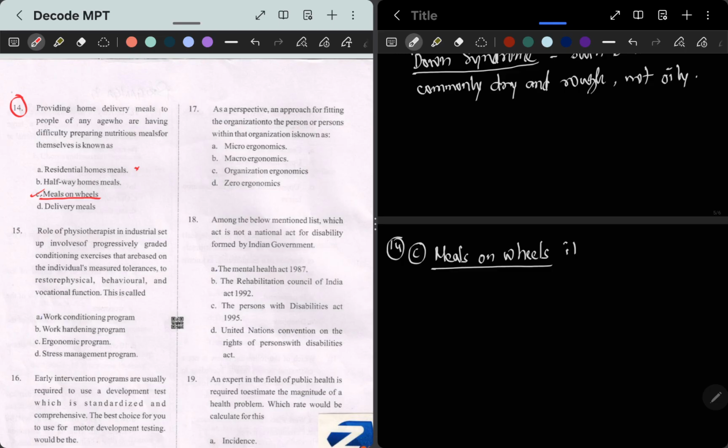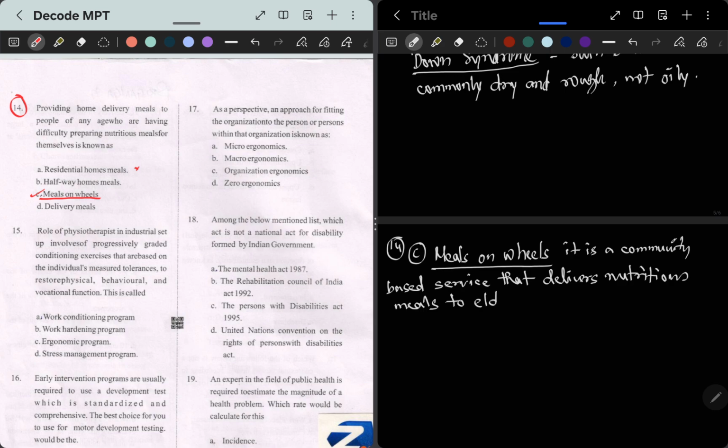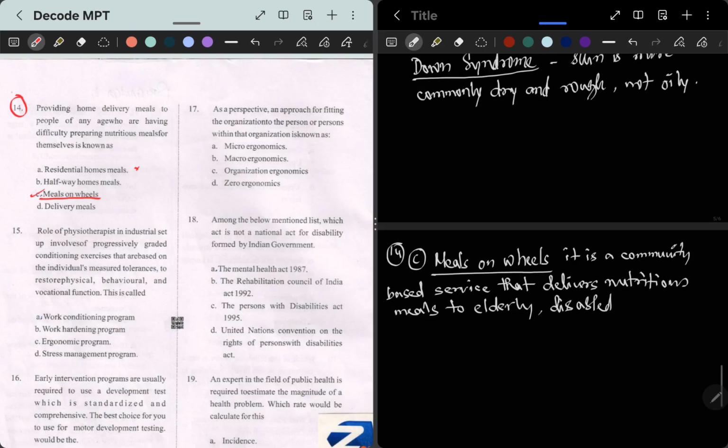Meals on wheels is a community based service that delivers nutritious meals to elderly, disabled or dependent individuals.